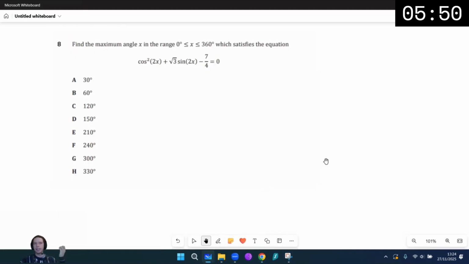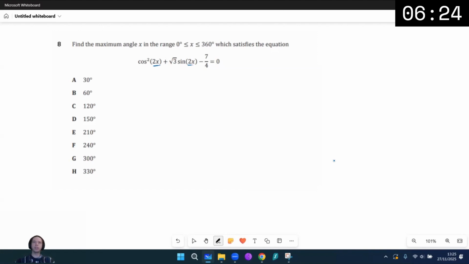Okay. So again, pretty standard A-level question. What's interesting is you've got different options here, and you could just try them one by one. Genuinely, that might be the solution. Of course, you don't have access to a calculator, but if you know your exact trig values, then it's not bad.